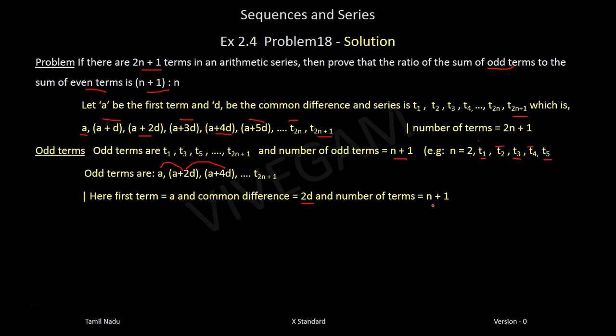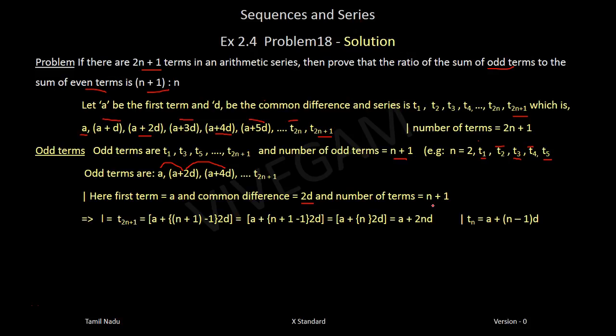So the number of terms is n plus 1. So what will we do? We'll first find the last term. We have the first term, which is a, and we need to find the last term. Don't get confused with this one. This is only an indication that this is the last term. N is not 2n plus 1. The number of terms in our case is n plus 1 because we are only taking the odd series. Okay, so this is just a symbol. Don't take the meaning of this 2n plus 1.